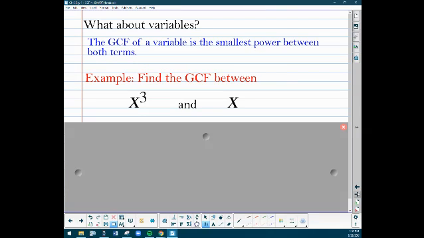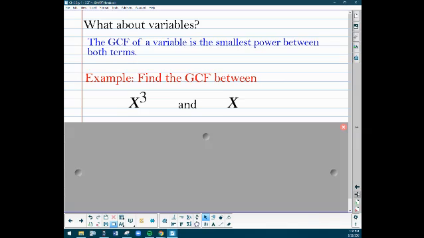Well, what about variables? Monomials and polynomials have variables in them, and we actually can find the GCF of those variables. The GCF of a variable is the smallest power between both terms. I know this can be a little bit confusing because it's the greatest in one situation and the smallest in the other situation, but hopefully when I write these out, you'll see why.